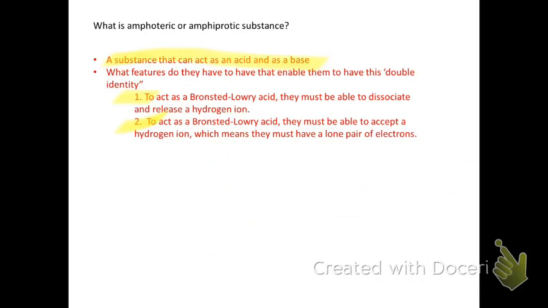Probably the most important example of an amphoteric substance is water. Water, H2O, has a lone pair of electrons, so it can be a proton acceptor and act as a base, or it has hydrogens, so it can donate hydrogens, and so in this case it would be an acid. So water is a common amphoteric substance.